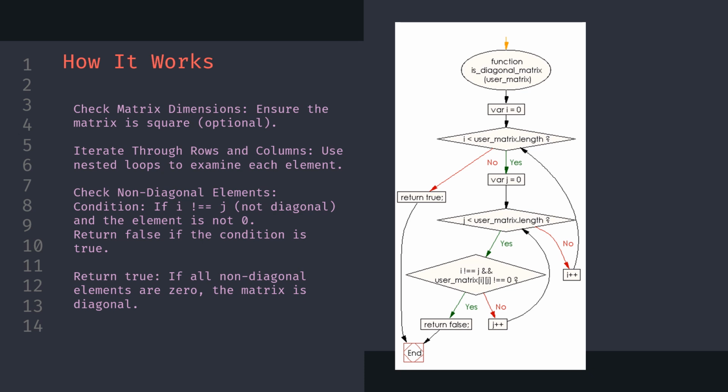The program iterates through the matrix using nested loops. It checks each non-diagonal element and ensures it's zero. If any non-zero value is found, the function immediately returns false. Otherwise, it returns true after completing the loop.